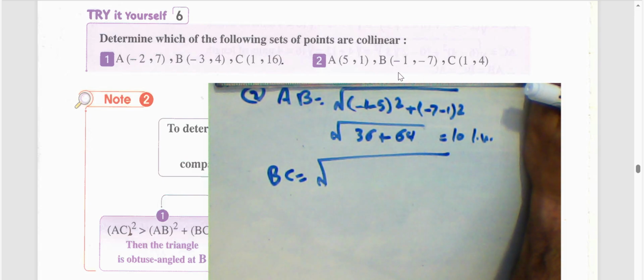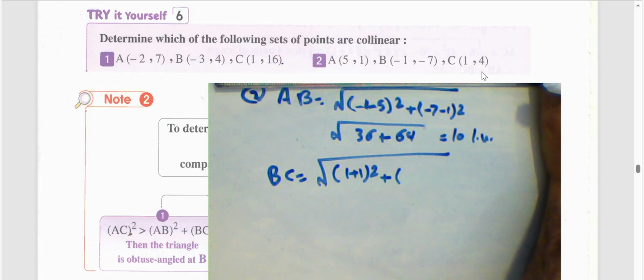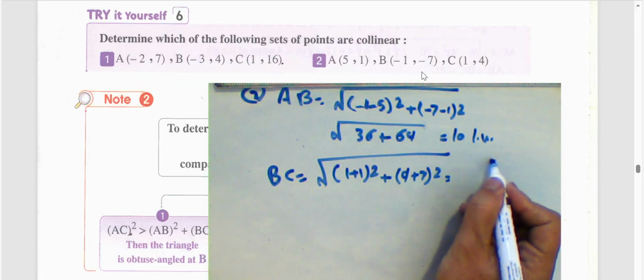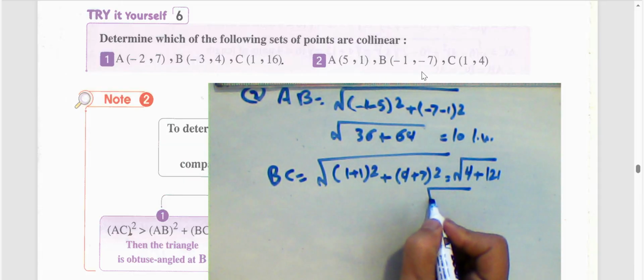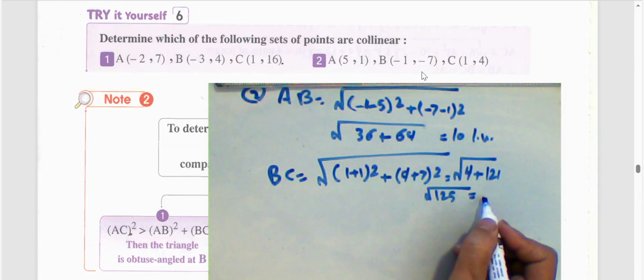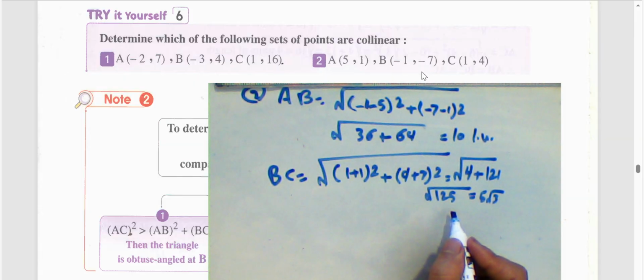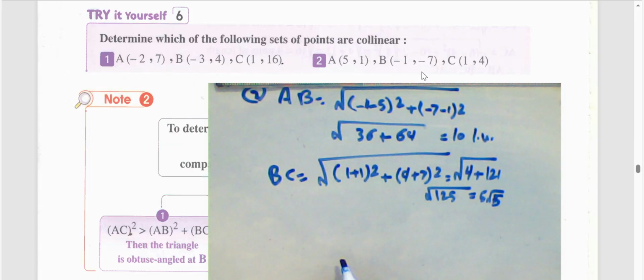Equal 1 minus minus 1, it will be 1 plus 1, and 4 minus 7, it will be 4 plus 7, whole power 2. Square root of 1 plus 1 is 2, 2 power 2 is 4, and 4 plus 7 is 11, power 2 is 121. 125, it will be 5 root 5. Okay, because we have 25 times 5, it will be 125. Then AC.